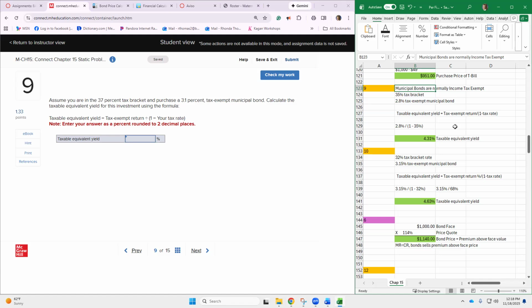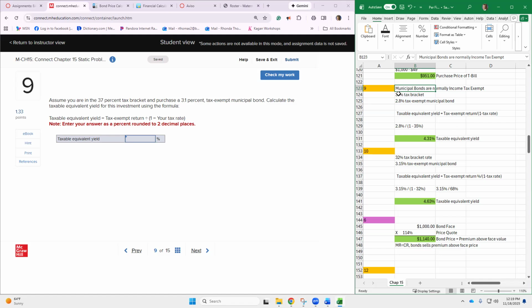All right, so we're in the 37% tax bracket and we purchase a 3.1% tax exempt municipal bond. The bond itself is paying 3.1%, but you don't pay taxes on that interest. The other bonds that we've been doing, you have to include those interest amounts in your income, and there's a potential for you to be taxed on them if the calculations come out right. But these municipal bonds often are tax exempt, which makes them more in demand from the public.